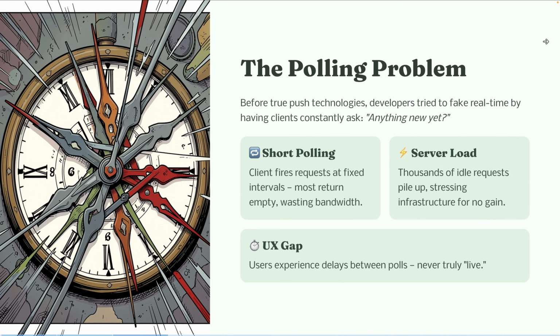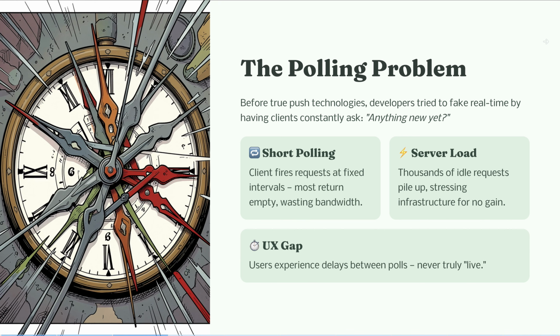Before real push-based communication became common, developers tried to simulate real-time behavior using polling. The client would ask the server at fixed intervals, "Anything new yet?" The problem is that most of those requests return nothing new, which wastes bandwidth and increases server load. It also creates a user experience gap, because updates only appear on the next polling interval, not immediately when they happen.